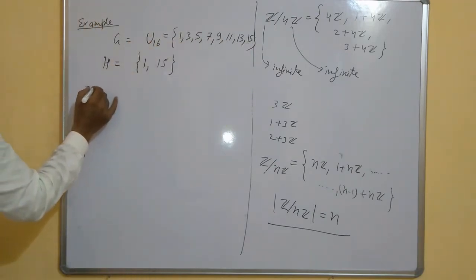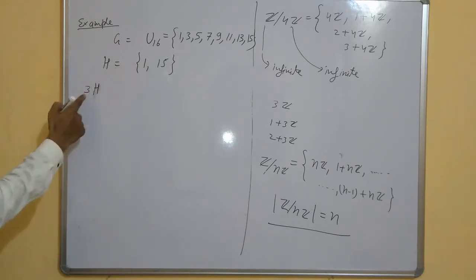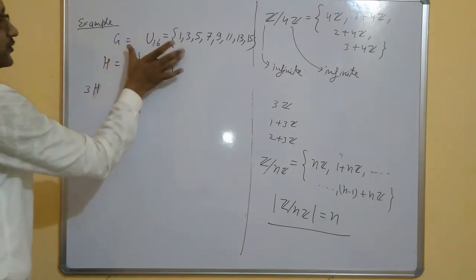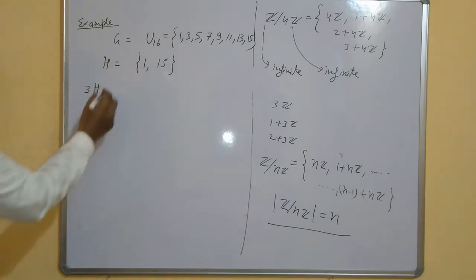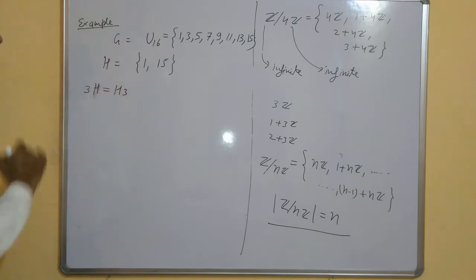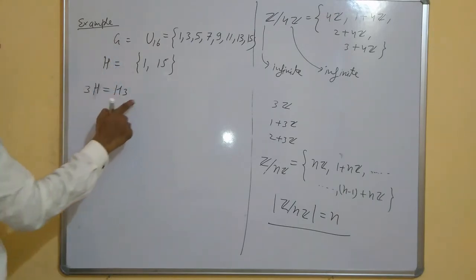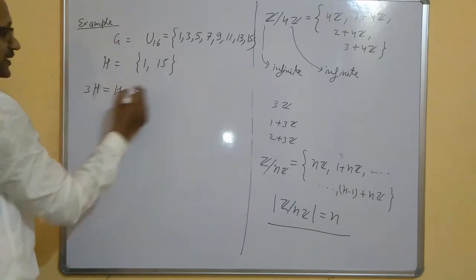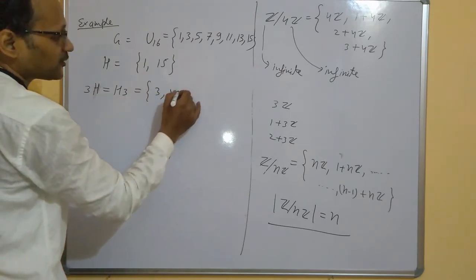So I will first determine the coset 3H. The operation is multiplication here, so in place of plus I am writing 3 into H. One more thing you can see is that this is an abelian group, so whether you determine 3H or H3, both will be the same. We want to determine all the cosets of H in G. So what is 3H? 3 into 15, so this is 45.